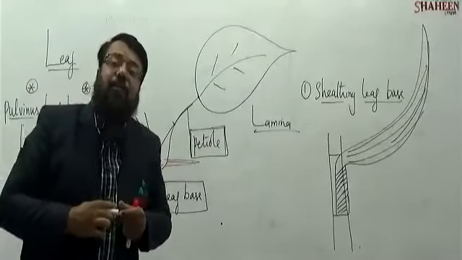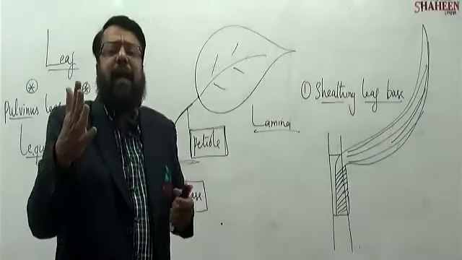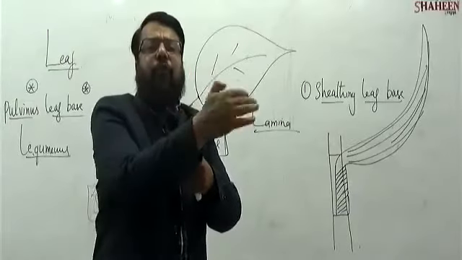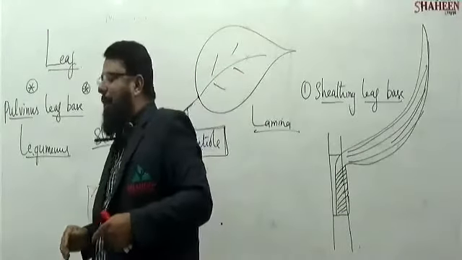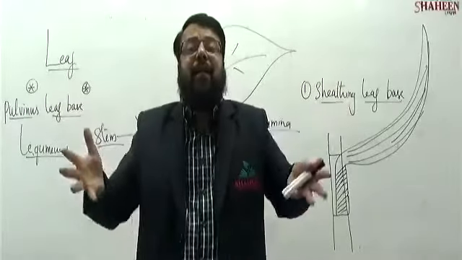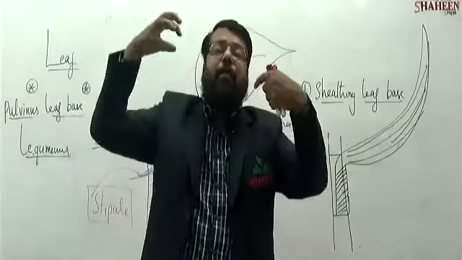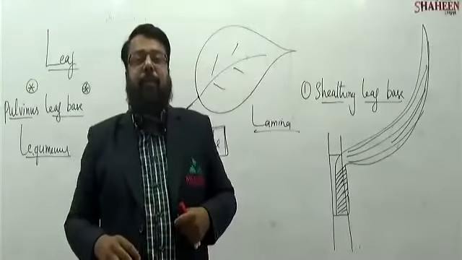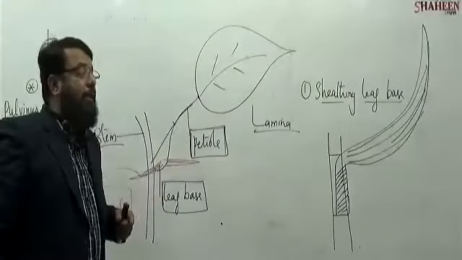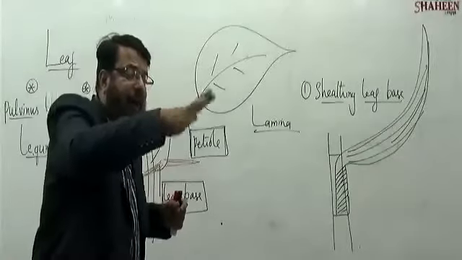Does it have any other function? Yes, there are other functions also. What is the other function? It helps the leaf to move, to flutter, so that the air present near the leaf can be moved away and new fresh air can be brought near to the leaf. Flexibility will be there in the petiole, and that is what makes the leaf wave.